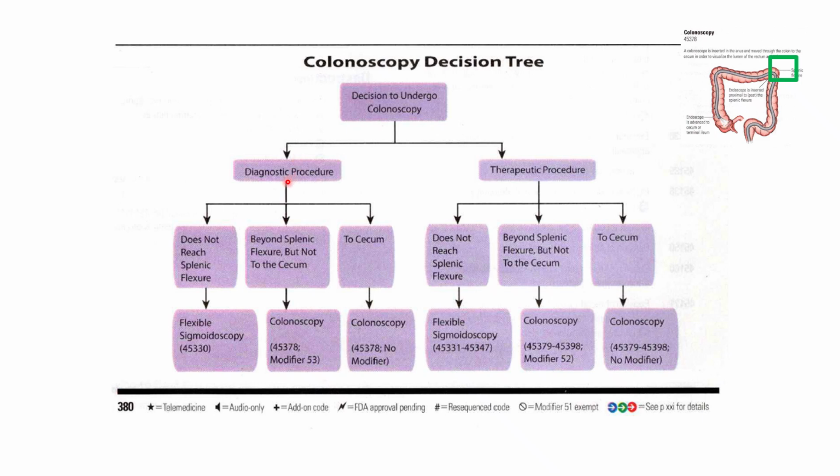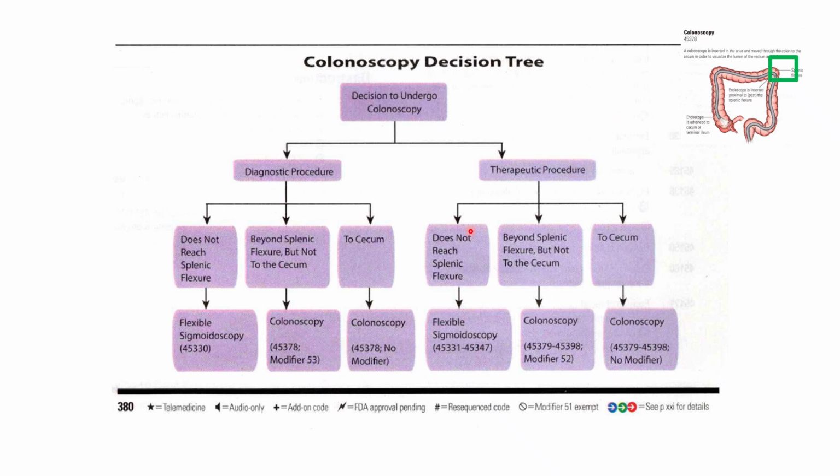Let's say the person's there for a diagnostic procedure, but the doctor inserts the scope and it does not reach the splenic flexure. If it doesn't, you are to code a flexible sigmoidoscopy. That's straightforward. Let's say that they do go beyond the splenic flexure, but not to the cecum. So they go beyond, but not to the cecum, anywhere but to the cecum. You're going to use a colonoscopy code, but you're going to append modifier 53. Now, let's say we have a diagnostic procedure and they reach the cecum. If they reach the cecum here, then you will code a diagnostic colonoscopy.